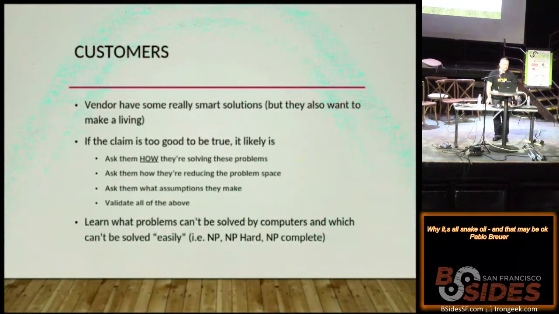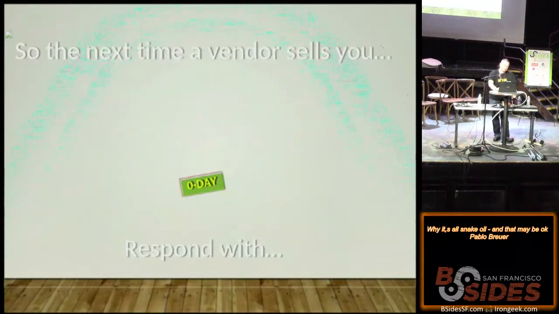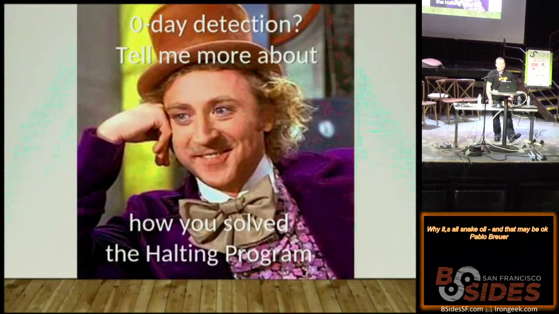So for the customers, the vendors do have some smart solutions, and that's fine, but they also need to make a living. If the claim seems too good to be true, it probably is. So ask them how they're solving these impossible problems. Ask them how they're reducing the problem space. Ask them what assumptions they made, and then make sure that those things make sense in your operational environment. Most importantly, arm yourselves with a little knowledge. Understand what problems are not solvable by computers and which problems are solvable but are hard. So the next time a vendor comes to you with Brondo the 0-Day Mutilator, ask them how they solve the halting problem.